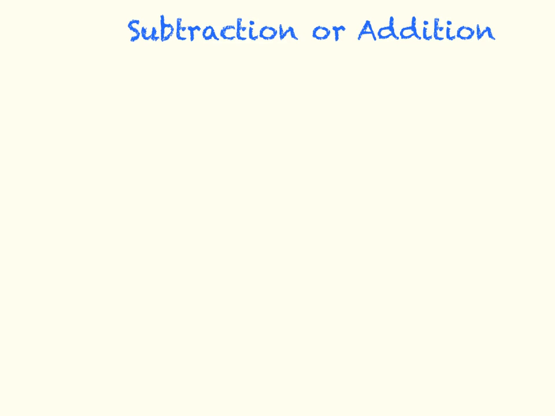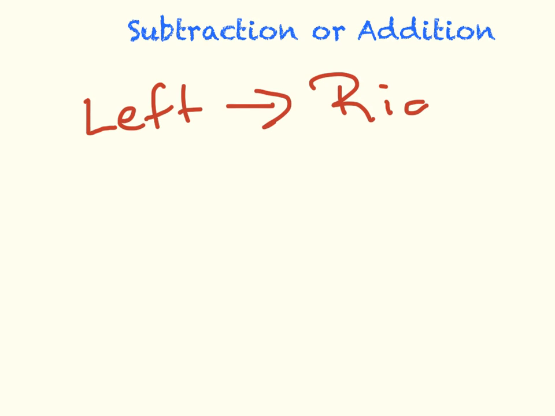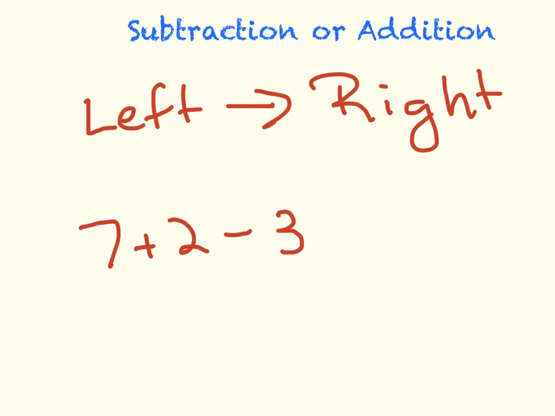And lastly, we do our subtraction or addition. And once again, we do this from the left to the right. It doesn't matter whether addition's first, 7 plus 2 minus 3. We would do our 7 plus 2 first, which would be 5 minus 3. So this is the last thing in our GEMS.